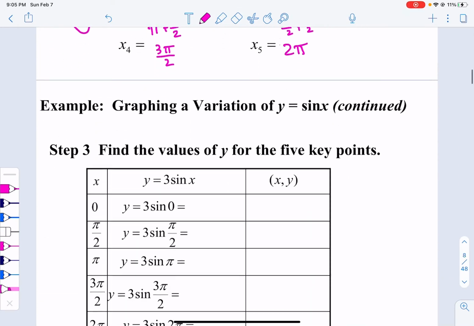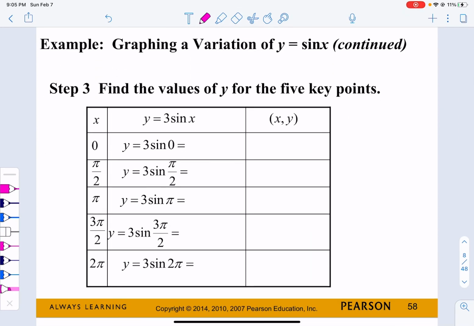Step number 3 says to find the values of y for those 5 key points. These 5 key points are what we just found in step 2. So now we just need to evaluate. If I take 3 times the sine of 0, well, sine is my y value, and if I'm at 0, that means I have a y value of 0. So 3 times 0 is going to give us 0. So we're going to have the ordered pair (0, 0).